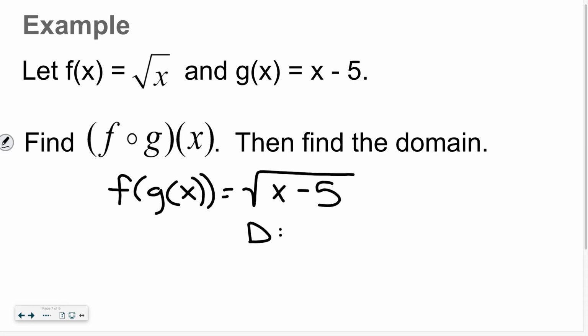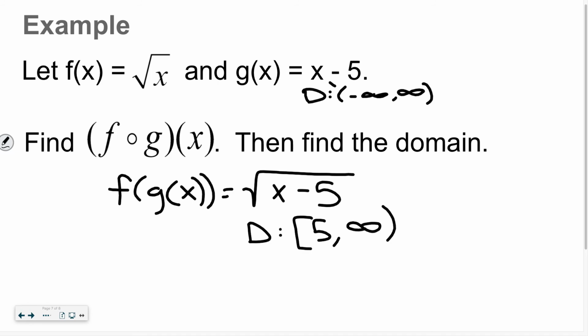Austin, you say? Greater than 5? Could it be equal to 5? Yes, because we can take square roots of 0. So we're going to do bracket 5 to infinity. Now, pay attention to your g. Your g is linear. You can put anything you want into g, right? Negative infinity to infinity. So in this case, the domain of g is bigger than the domain of the composition, but now we have to restrict it by f of g of x because we can't put anything we want in.